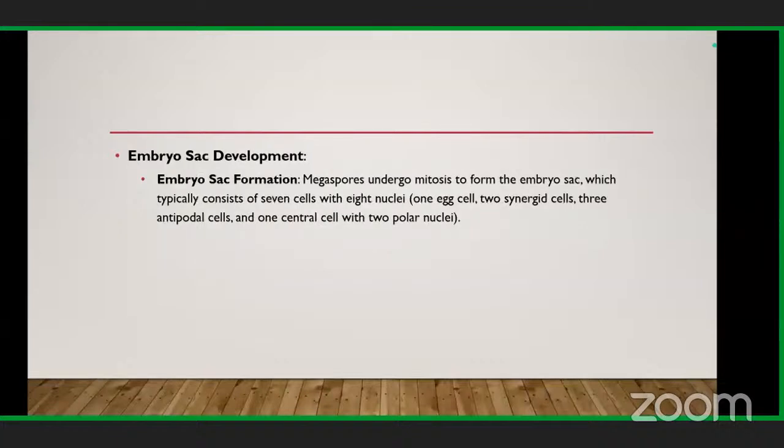Next is embryo sac development. For embryo sac formation, the megaspore undergoes mitosis to form the embryo sac. So like the microspore, the megaspore will also go through repeated division and it will form an embryo sac.